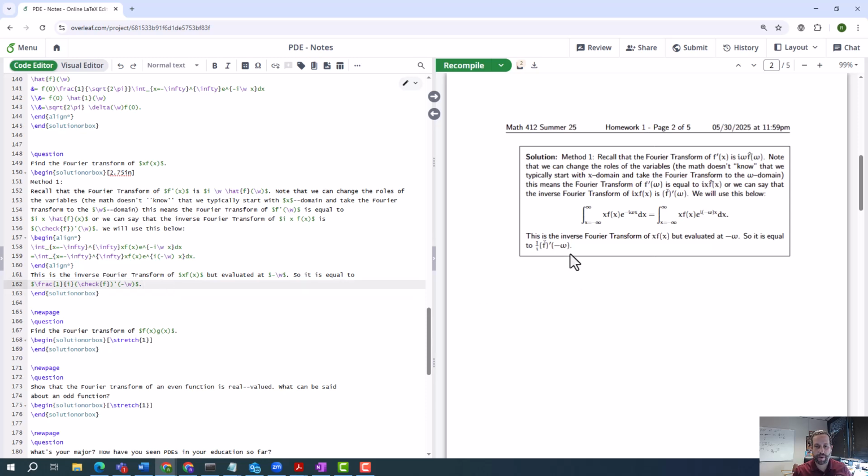Now we need to be clear about what's going on here. What we're doing is we are taking the derivative of f check and evaluating that at minus omega.